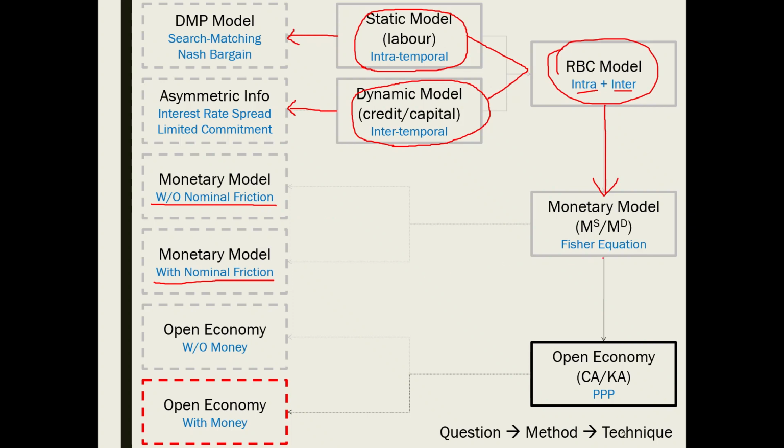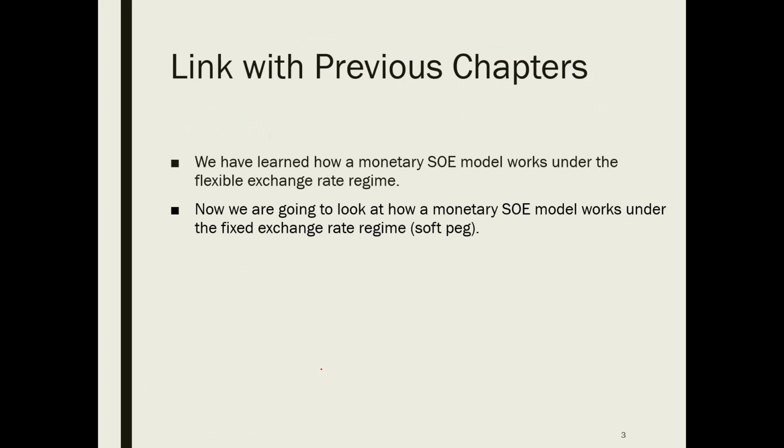After that, we introduce open economy assumption into this RBC model with and without money. And if there is money, the analysis will differ depending on which exchange rate regime you adopt. We discussed the scenario under the flexible exchange rate regime. This lecture will focus on the scenario under the fixed exchange regime. Obviously, this lecture is closely linked with previous chapters.